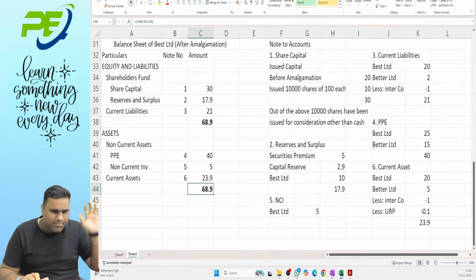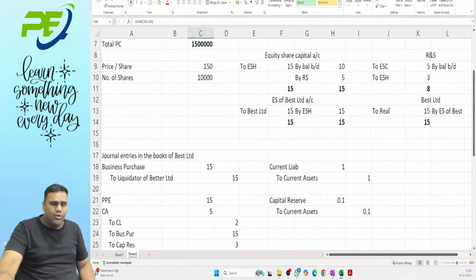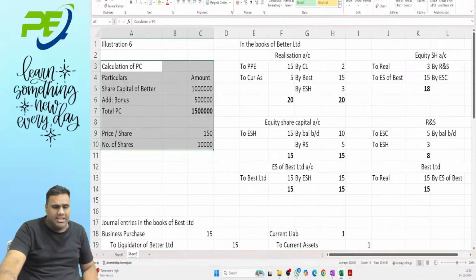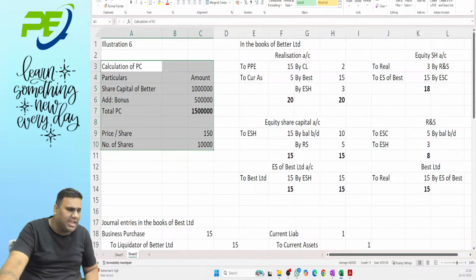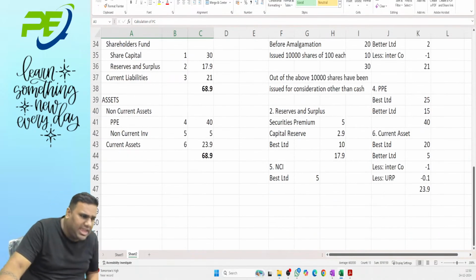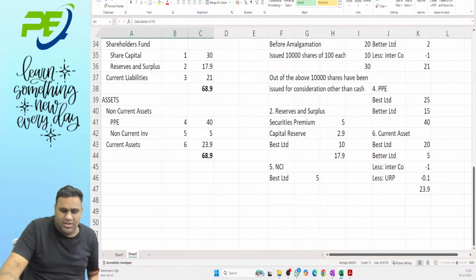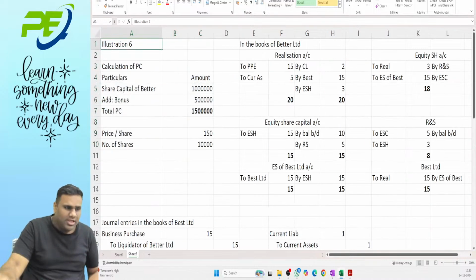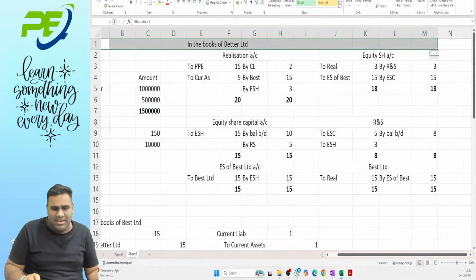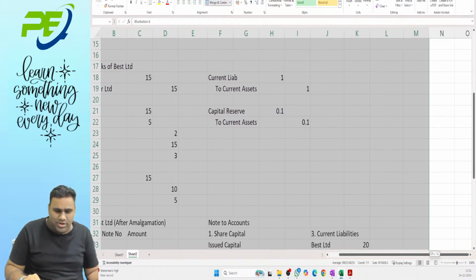So balance sheet tallied, our problem is correct, everyone. So what did we do? First we prepared purchase consideration, then ledgers in the books of selling company, journals in the books of purchasing company, and finally balance sheet with notes. So you can copy comfortably, take your lunch. We will continue, start the class by 2 o'clock.